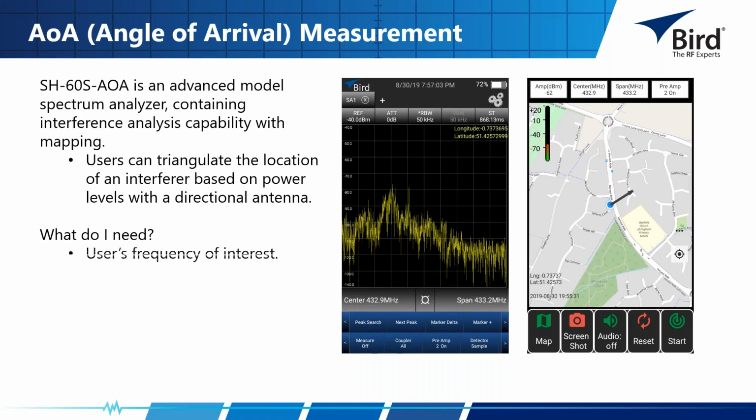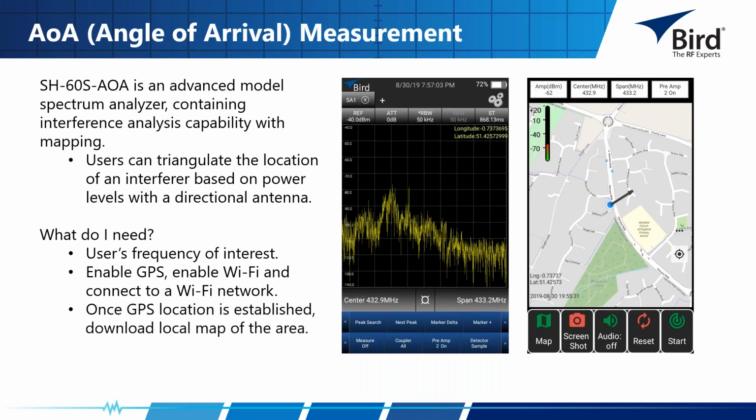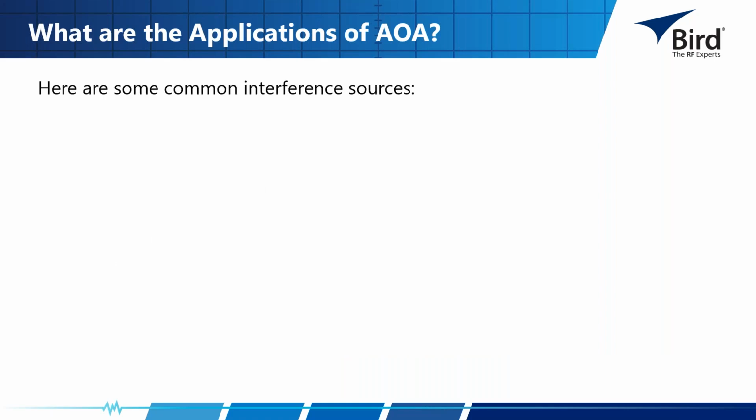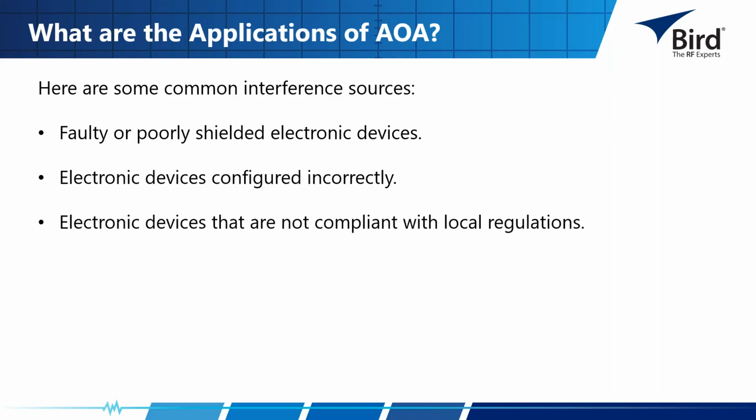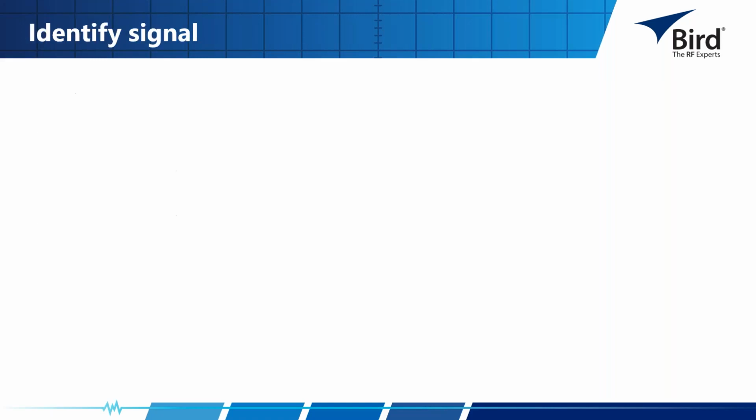What do I need? I need to know the user's frequency of interest. I need to enable GPS, enable the Wi-Fi, and connect to a Wi-Fi network. Once GPS location is established, download a local map of the area. Some common interference sources are faulty or poorly shielded electronic devices, electronic devices configured incorrectly, electronic devices that are not compliant with local regulations, jammers, and deliberate interference.